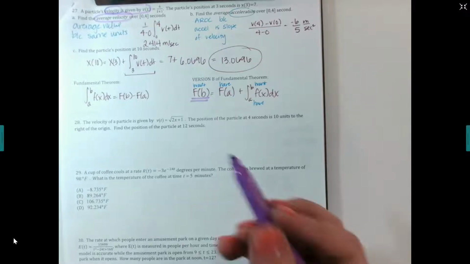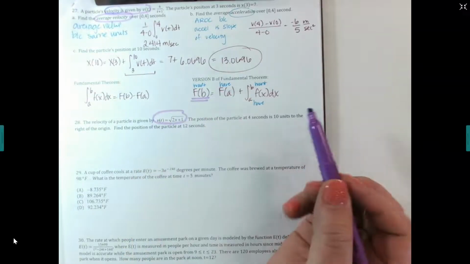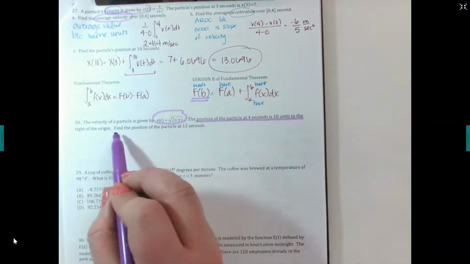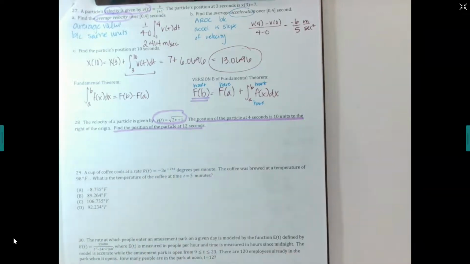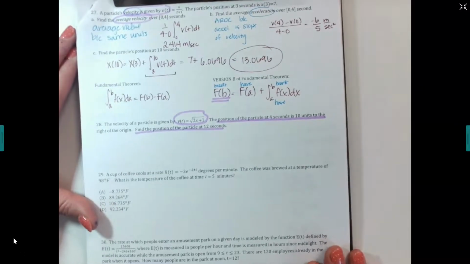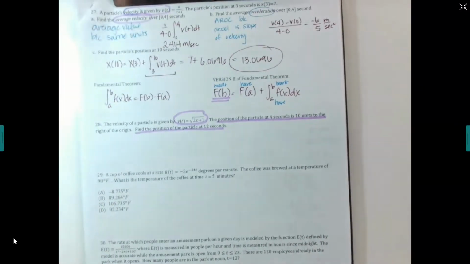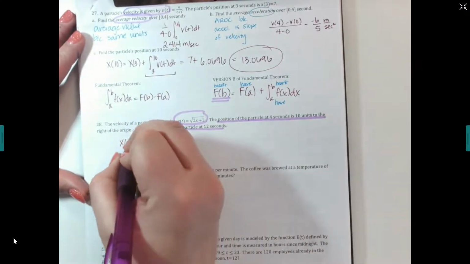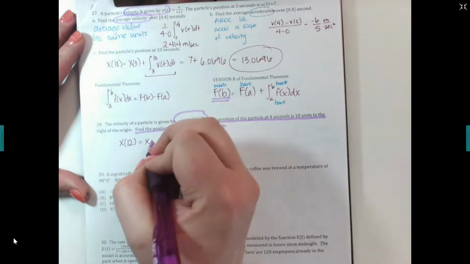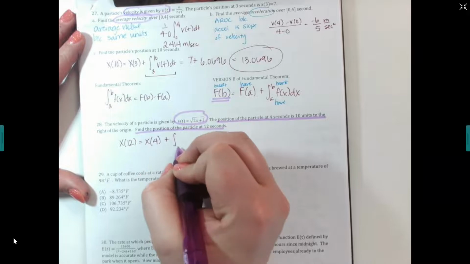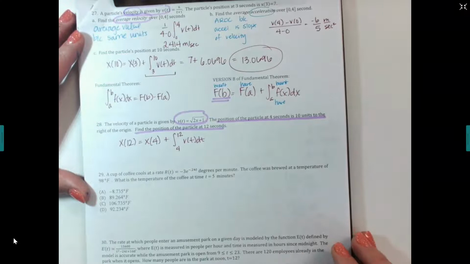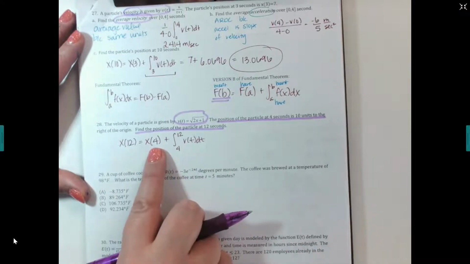So they give you velocity here. The position of the particle at 4 seconds is 10 units to the right. Find the position of the particle at 12. Okay, try to set it up. When do I want the position? 12. When do I have the position? 4. Plus the integral from what I have to what I want of the velocity equation. Yeah? Then what did we say x of 4 is?